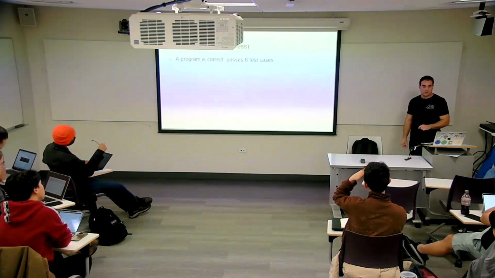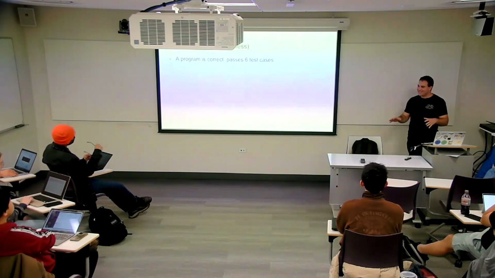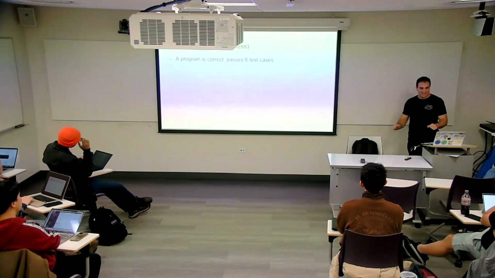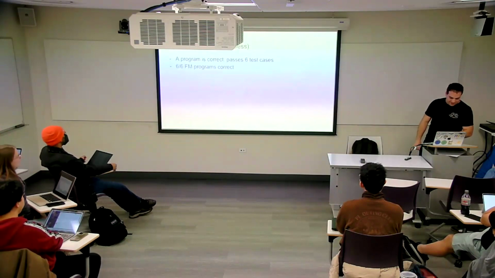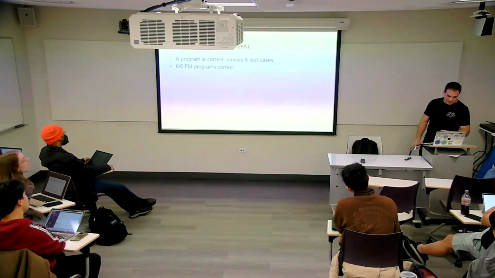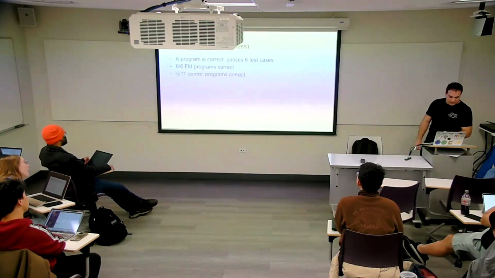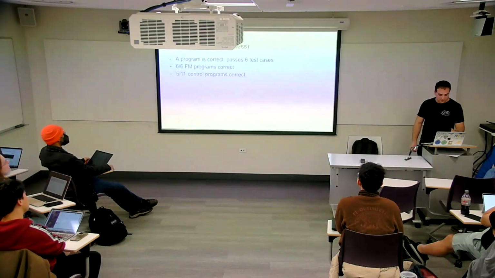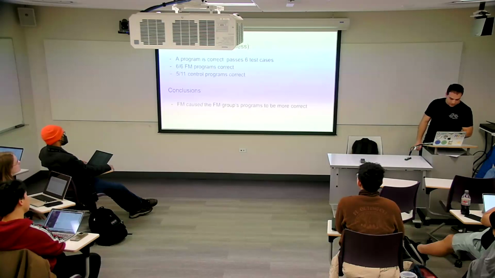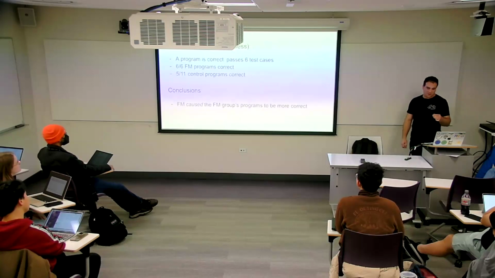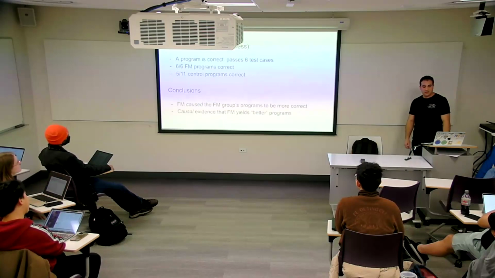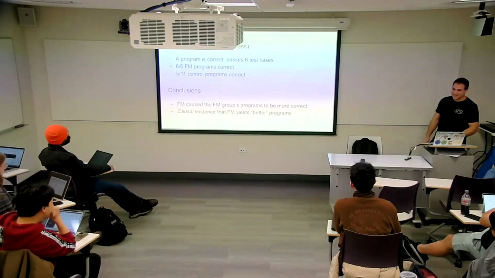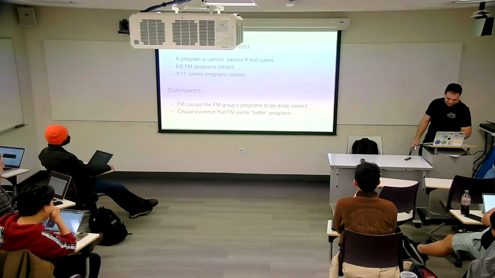A program is correct if it passes 6 test cases. Good definition for correct, right? And it's a binary thing. It's correct or it's not. All right, 6 out of 6 formal methods groups' programs are correct. 5 out of the 11 control programs are correct. The conclusions that the authors of the Sobel paper draw are that formal methods caused the FM group's programs to be more correct. They claim that this provides causal evidence that formal methods yield better programs. Can't say that with a straight face.